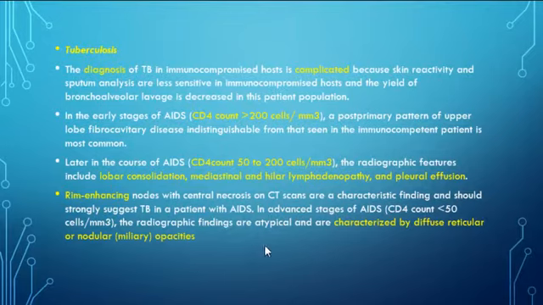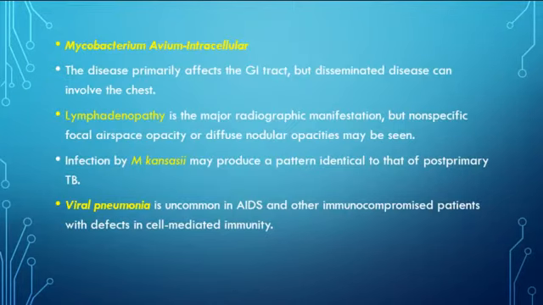The radiographic findings are typical and are characterized by diffuse reticular or nodular opacities when the CD4 count in AIDS is less than 50 cells per millimeter. Mycobacterium avium: the disease primarily affects the GI tract, but disseminated disease can involve the chest. Lymphadenopathy is the major radiographic manifestation.